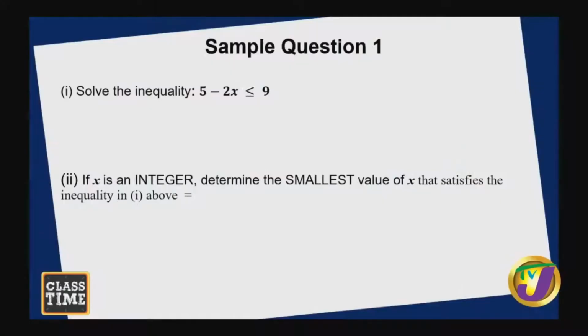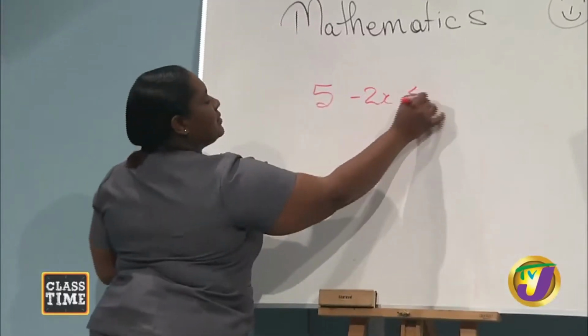Here is a sample question. We need to build up now to the CSEC level, where we're actually going to be doing a sample CSEC question. It says that we are to first solve the inequality 5 subtract 2x is less than or equal to 9. We are good at solving now, so at least for the first part, we would have got the answer correct.